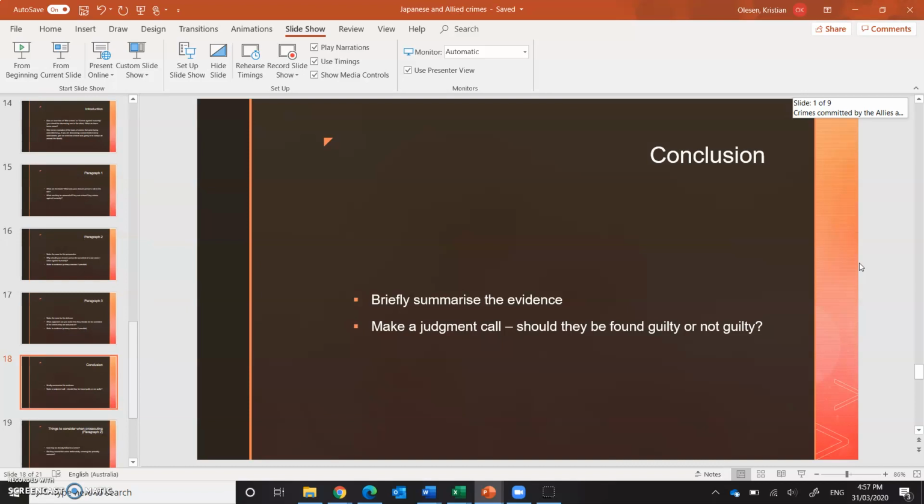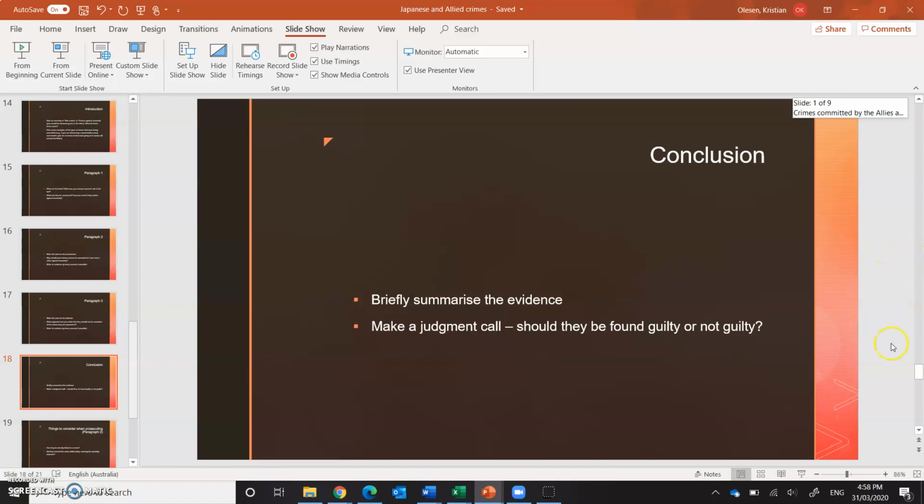Finally, once you've laid out the facts, once you've laid out the case for the prosecution, and once you've offered any defense that you might be able to come up with, you're going to move to your conclusion. You're going to briefly summarize the evidence for and against that you've introduced, only the most important pieces, and then you're going to make a judgment call. Should they or should they not be found guilty? Now there's a number of ways you can tackle this essay, but that is the simplest way to do it out of them all.